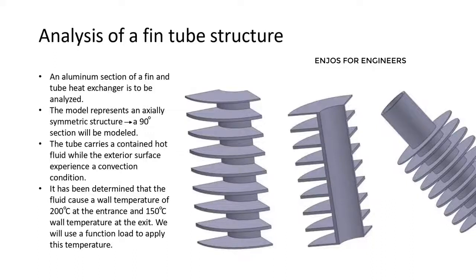In this particular problem, we are going to perform thermal analysis of a fin tube structure. This particular fin tube is prepared out of aluminum alloy, and due to the symmetric nature of the geometry, we have modeled the quarter geometry only. This tube carries hot fluid in the interior region and there is a convection condition at the exterior region.